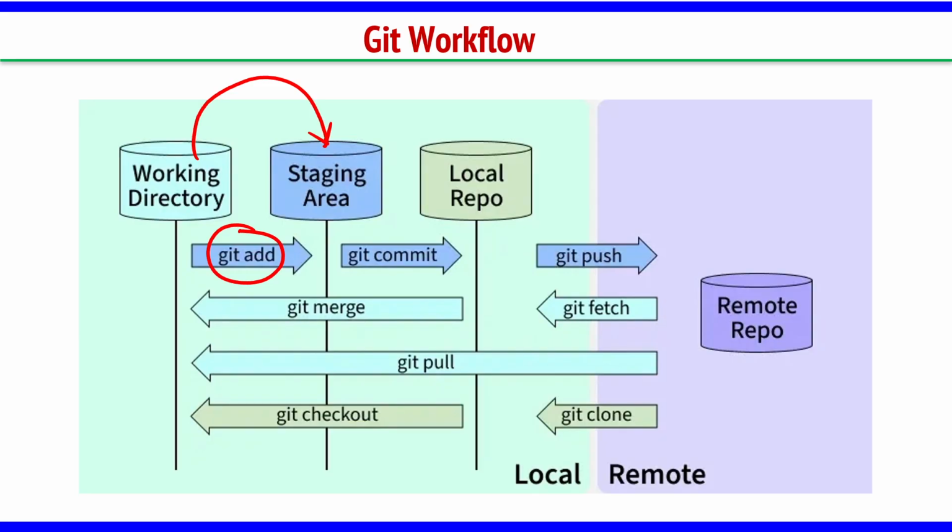It's a temporary intermediate area. Basically you are now telling Git that you have some code with you which you want to commit. You are telling a message to Git by putting it here. We are talking to Git now. Next, the third one, after this, comes the local repository.